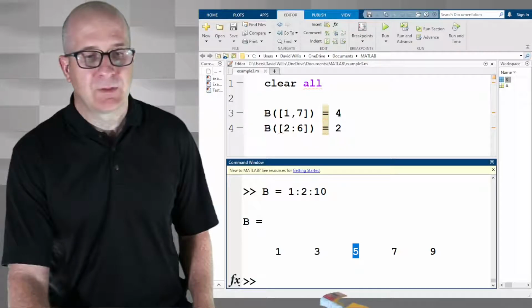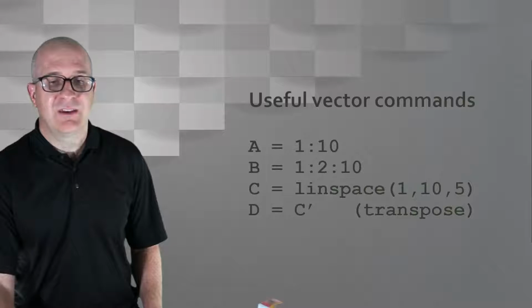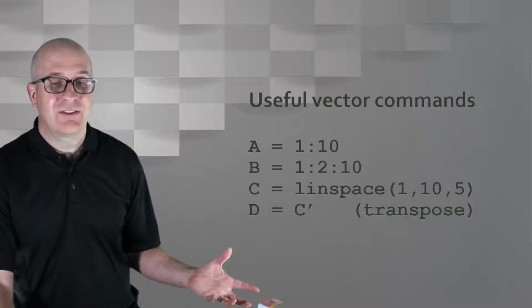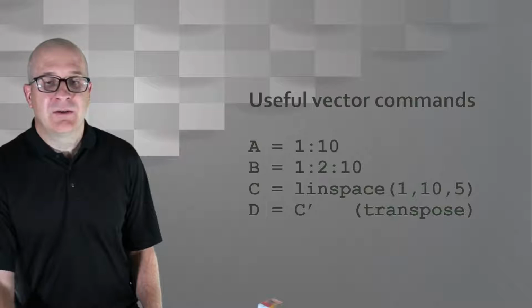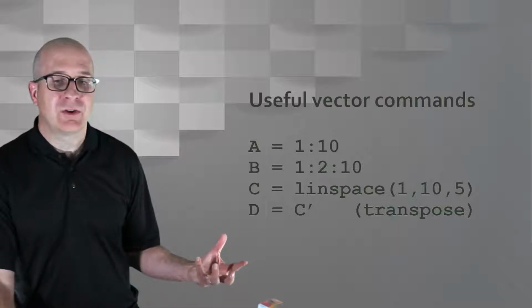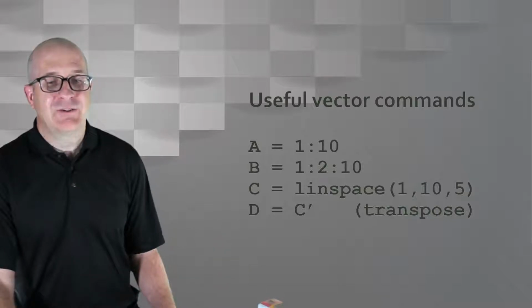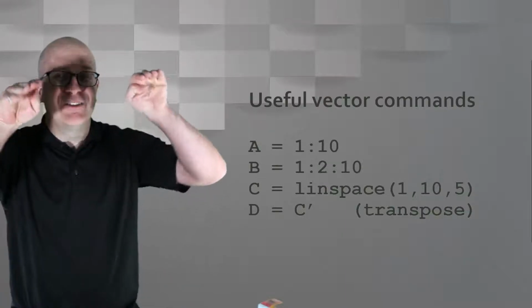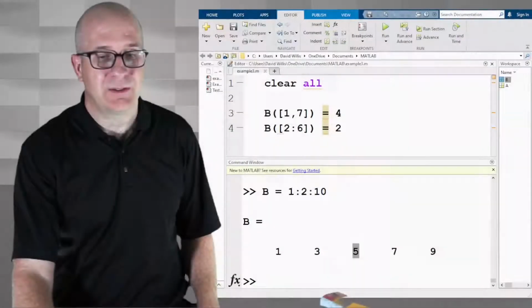Going back to our PowerPoint quickly, what we see is there are another 2 commands we're going to take a look at. One of them is linspace. linspace takes the beginning value, the end value, and then how many values are going to be placed between the beginning and the end. And then the final entry here, d is equal to c primed, or c apostrophe, will take that row and turn it into a column. We're going to see how that works, which is also pretty cool.